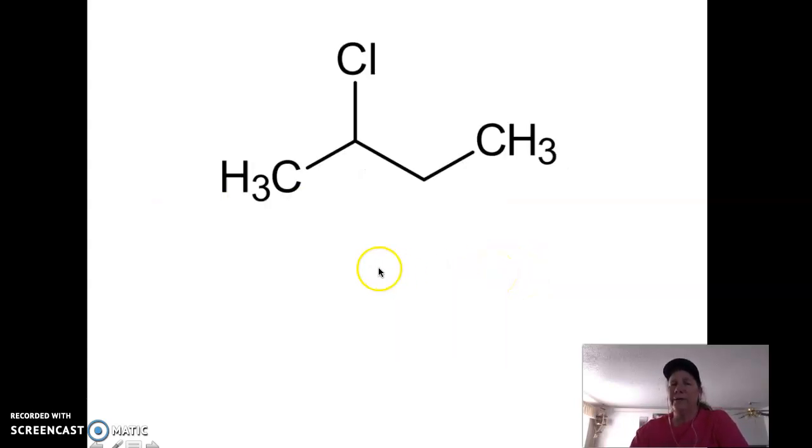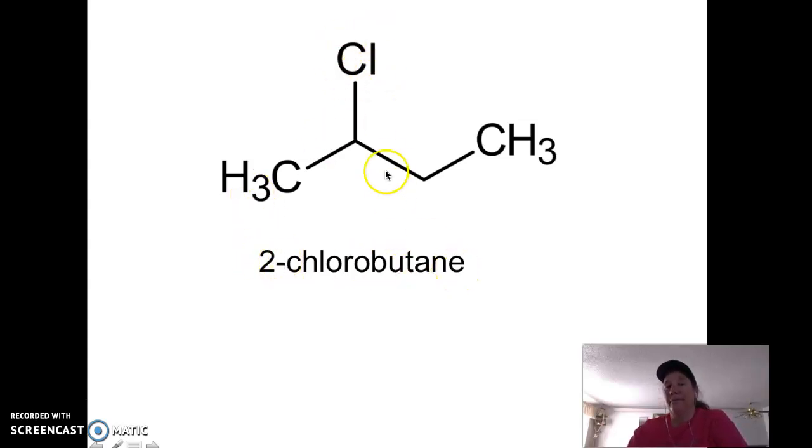Okay, this one right here, 1, 2, 3, 4. So we know it's butane again, and now it's on the second one. So this would be 2-chlorobutane. Okay. If this was a fluorine group, it would be 2-fluorobutane. So again, you just say where they're at, give them a number, and then if you have more than one, you'd use di or tri or whatever.